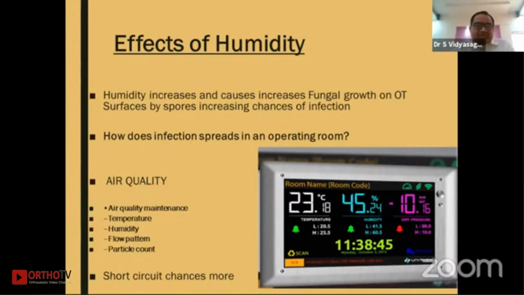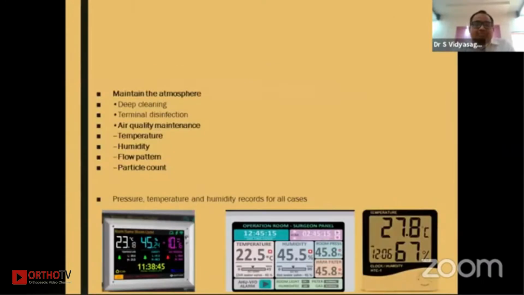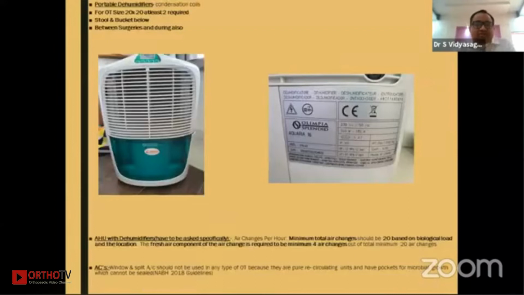So how do you prevent infection spreading? Everybody knows that maintaining the air quality is one of the most important factors in our OTs, by maintaining the temperature, humidity, flow pattern, and the particle count. Along with this, short circuit chances are more if the humidity is more in our OTs. So these are the effects of humidity as was seen in some of the filament cards, the salt and water deposition on the filament cards. This is the control panel of my C-arm. You have to maintain the atmosphere by maintaining the air quality of the OT, along with the record of the pressure, temperature and humidity of all the cases, which is very important medically also. Thanks to Dr. Rajesh Gandhi sir for providing these images.